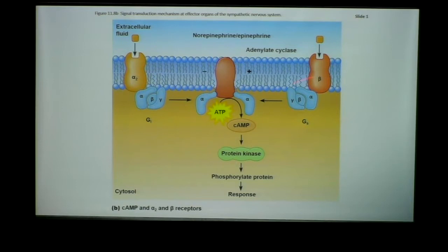There will be a conformational change here again, and this is a stimulatory protein, so that will turn on or activate adenylate cyclase. Adenylate cyclase will synthesize cyclic AMP. So cyclic AMP is acting like DAG in this scenario. It's our second messenger. It's going to enter the cell. It's going to turn on protein kinase. That's going to phosphorylate some type of protein, and that will bring about a cellular response, okay?